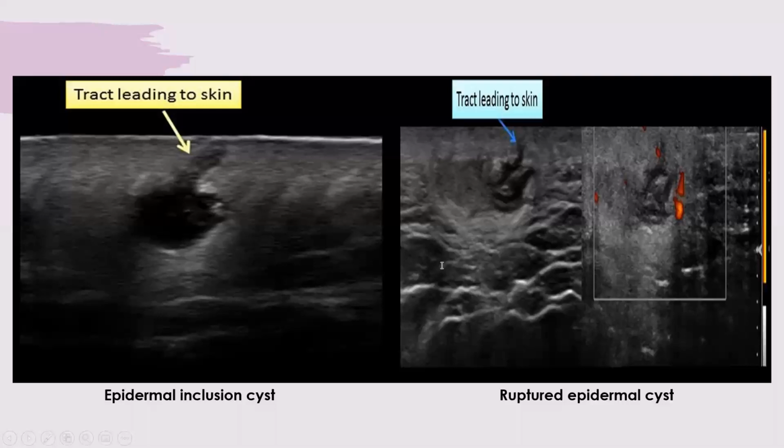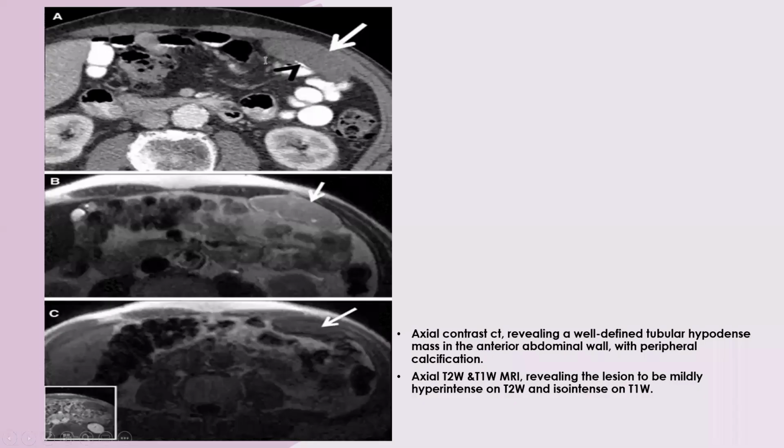Axial contrast CT reveals a well-defined tubular hypodense mass in the anterior abdominal wall with peripheral calcification. By MRI, T2 and T1, the lesion is mildly hyperintense on T2 and iso-intense to the rectus muscle on T1.